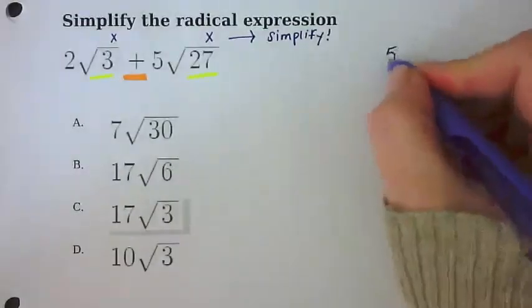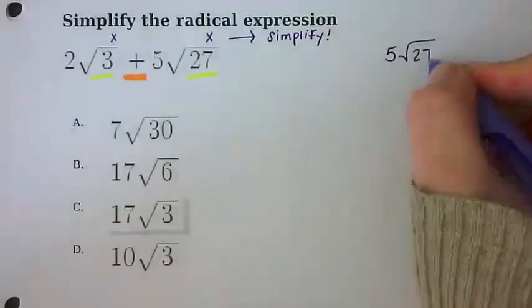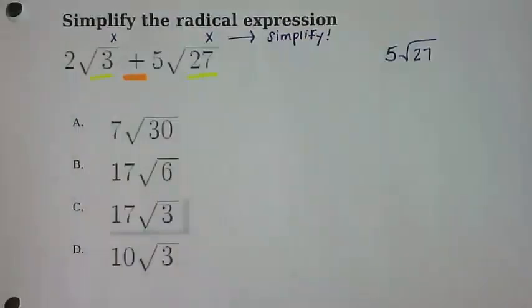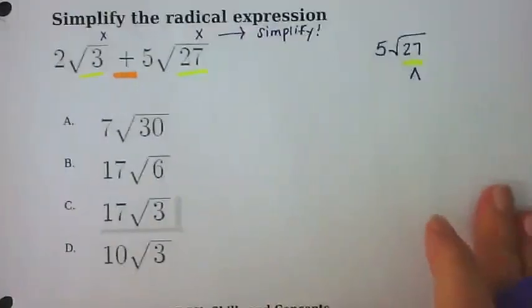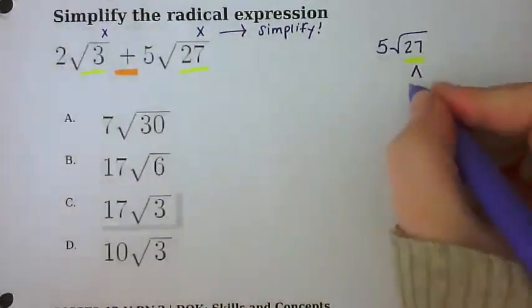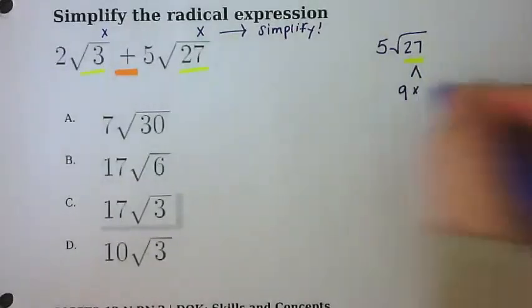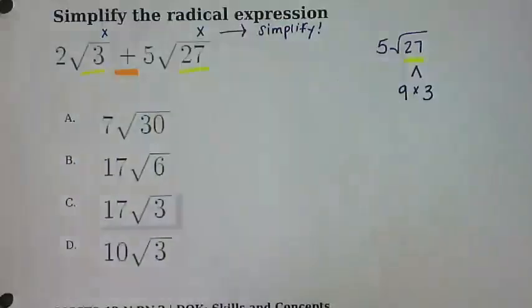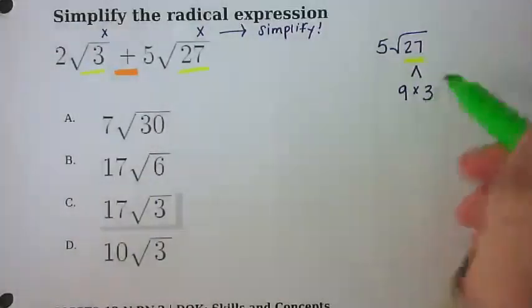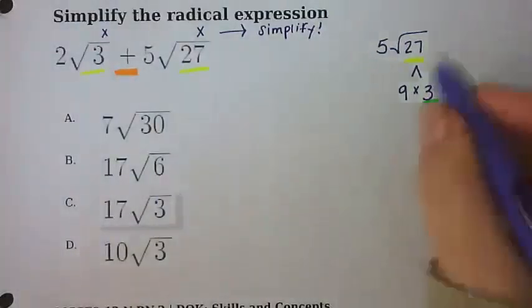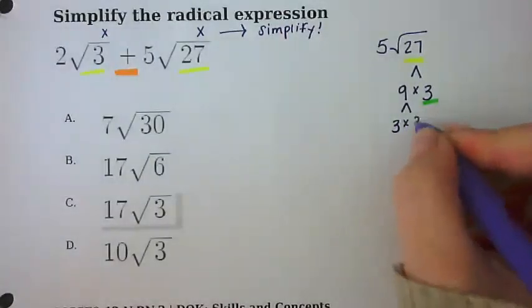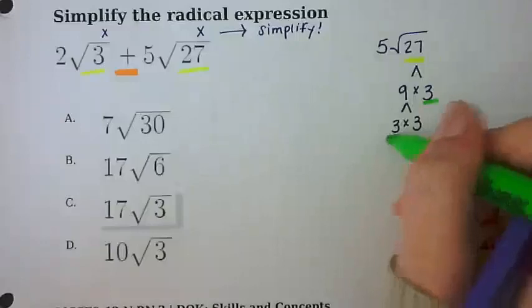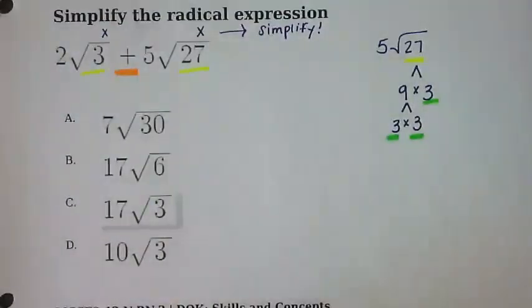So simplifying 5 square root 27, you find the prime factorization of the radicand, which in this case is 27. So we're going to break down 27 until we can't anymore. So 27 can be broken down into 9 times 3. 3 is prime, so we can lock that in. 9 is not prime, so we need to keep breaking it down. So we can break down 9 into 3 and 3, and those are prime, so we can lock those in.